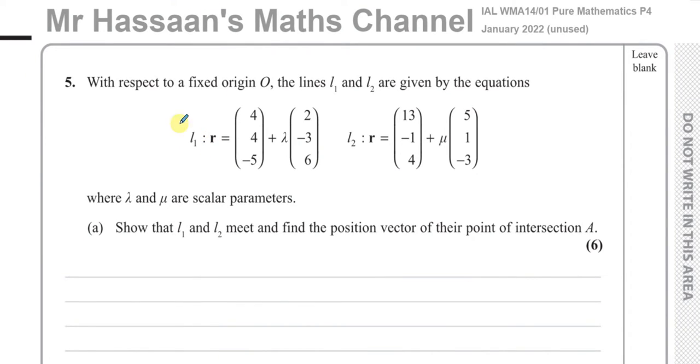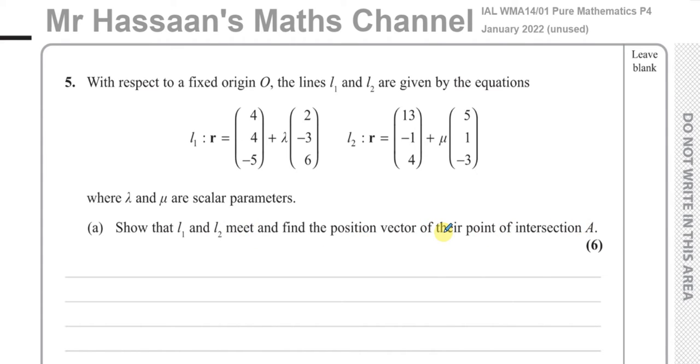I'm now going to answer question number 5 from this January 2022 unused paper. This is from the Pure Mathematics P4 International A-Level exam. This question is about vectors, and it says, with respect to a fixed origin O, the lines L1 and L2 are given by these two equations where lambda and mu are scalar parameters. Show that L1 and L2 meet and find the position vector of their point of intersection.